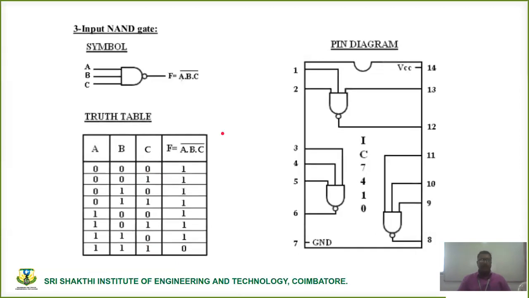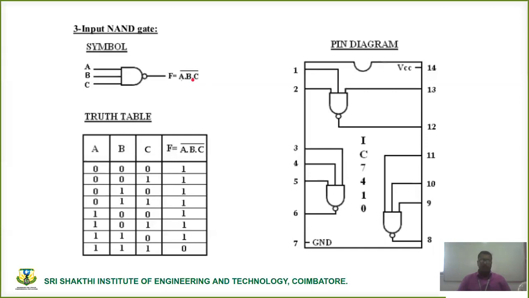And now the 3 input NAND gate. So here, what is a NAND gate? It is a combination of AND plus NOT gate, right? This represents the AND gate and this represents the NOT gate. So this structure is the symbol of the NAND gate. Okay, so 3 inputs A, B, C, and the output will be (A and B and C) bar, right?